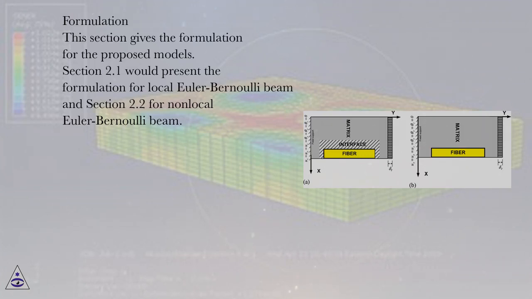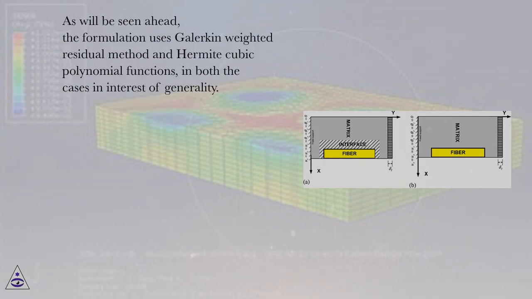Formulation. This section gives the formulation for the proposed models. Section 2.1 would present the formulation for local Euler-Bernoulli beam and Section 2.2 for non-local Euler-Bernoulli beam. As will be seen ahead, the formulation uses Galerkin weighted residual method and Hermite cubic polynomial functions, in both the cases in interest of generality.